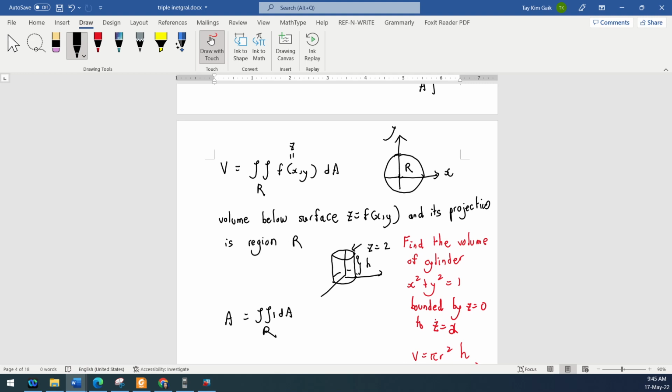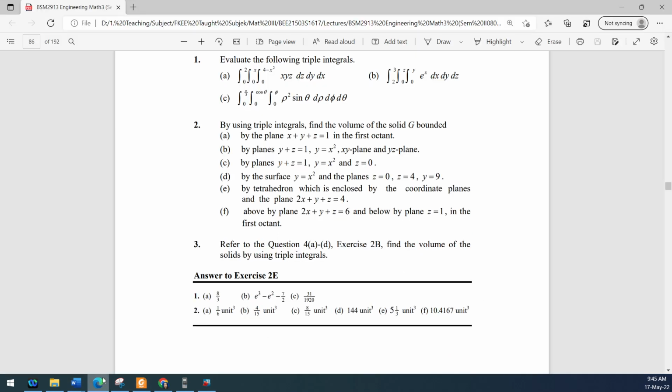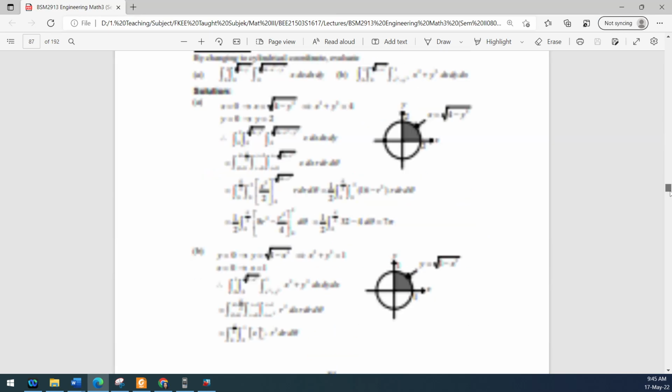Any questions that you want to ask before we solve these questions? Find the volume of the solid G bounded by the plane x plus y plus z equal to 1.